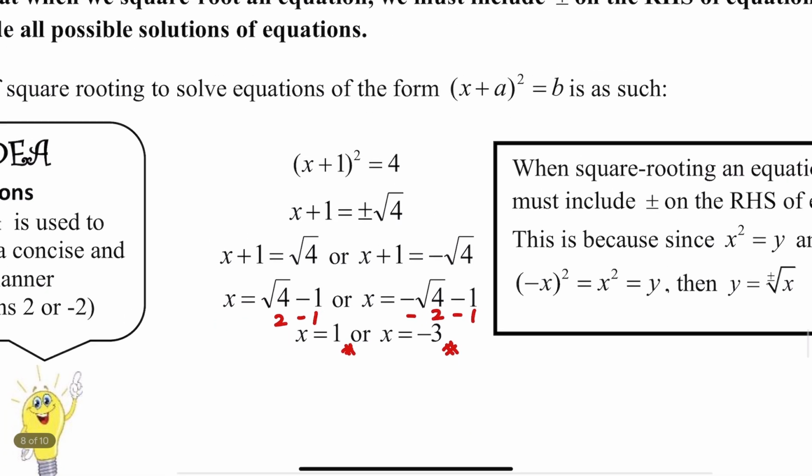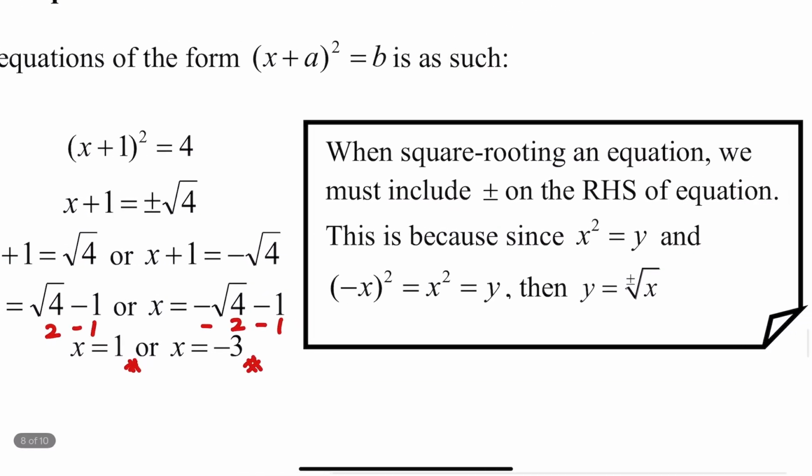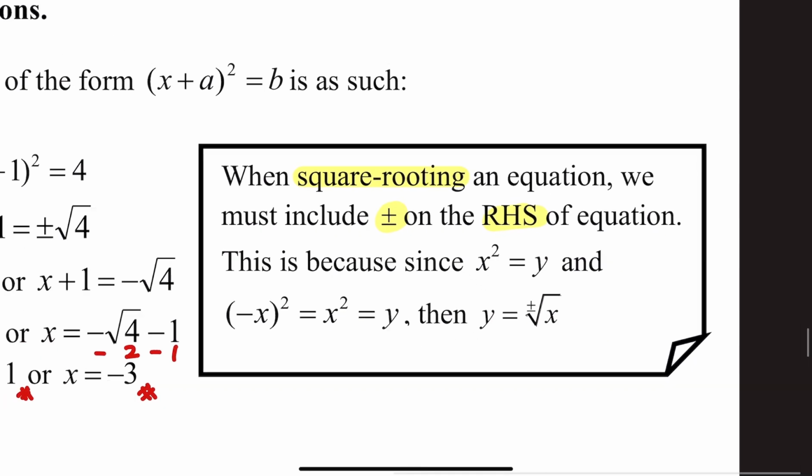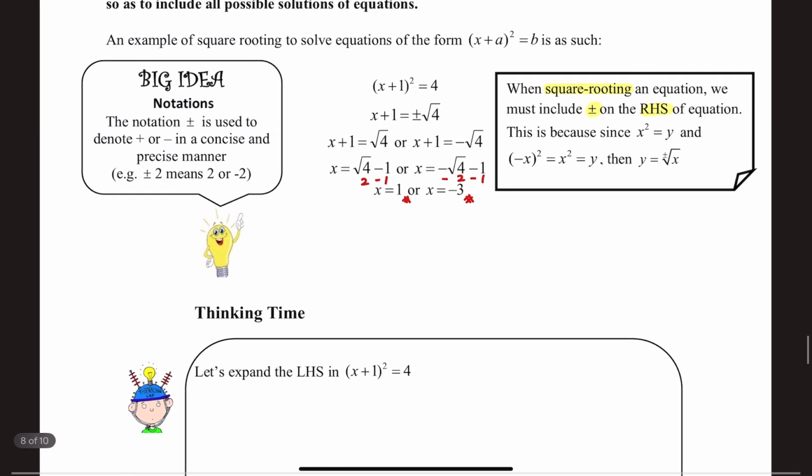Important note: whenever I square root an unknown, I must always include plus minus on the right side of the equation. Please highlight this, very important. When you square root, there should always be plus minus on the right side of the equation. Okay, so one more example.